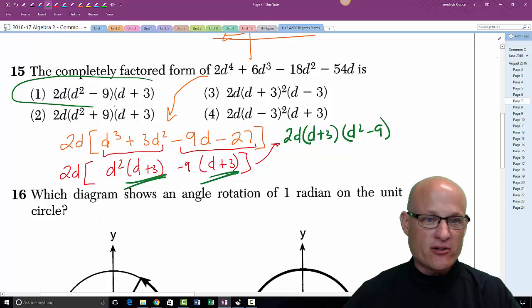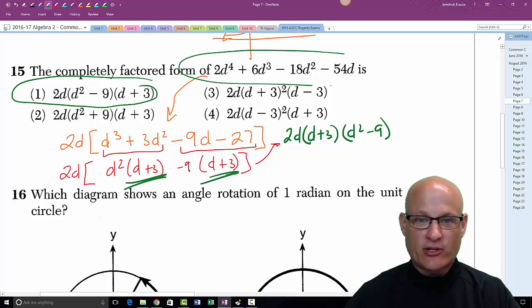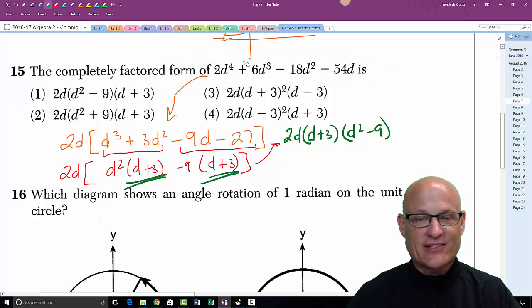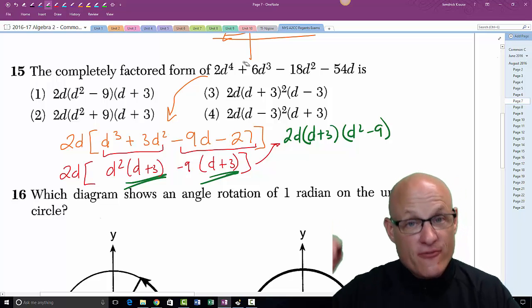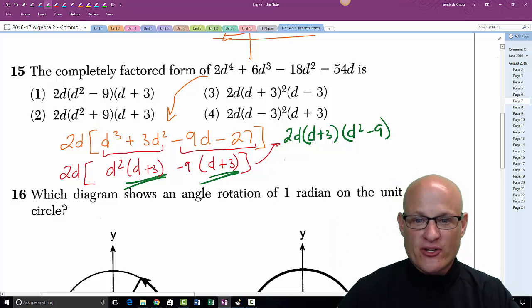Because if you put this in your calculator and you put this in your calculator, you would find out those are exactly the same thing. But factored completely means keep going. So this was a tough question only because of that.